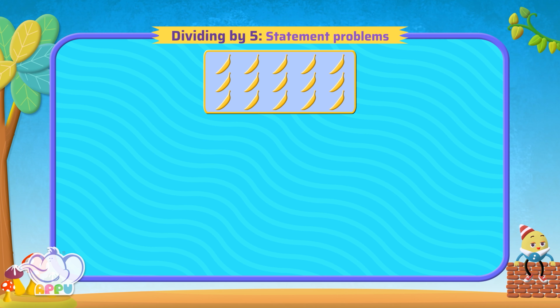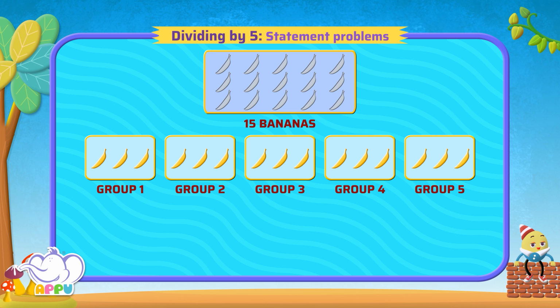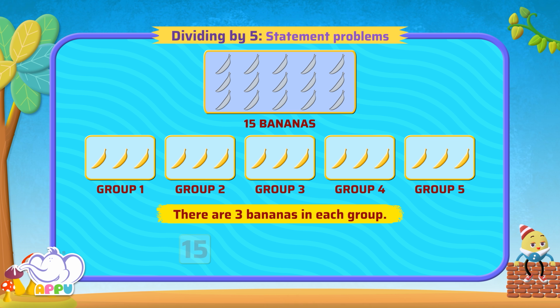There are 15 bananas. We have to divide these in 5 groups. How many bananas are there in each group? To find the number of bananas in each group, we divide 15 equally among 5 groups. There are 3 bananas in each group. We write it as 15 by 5 equals 3.